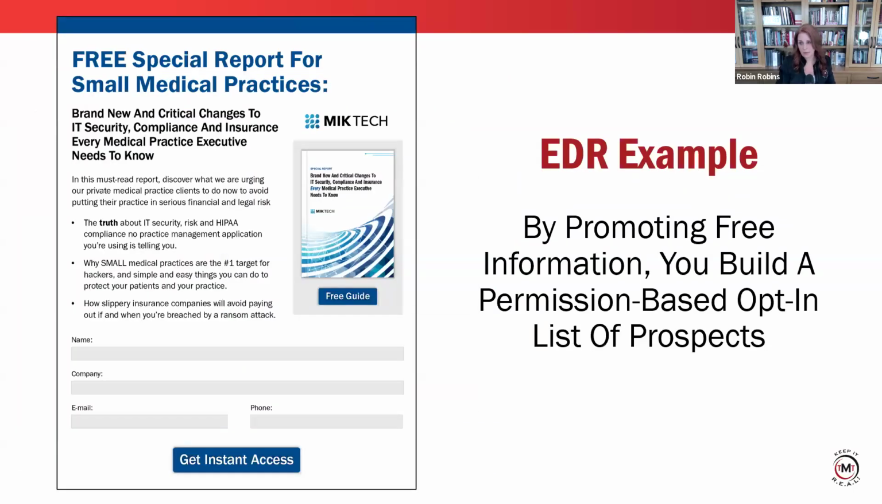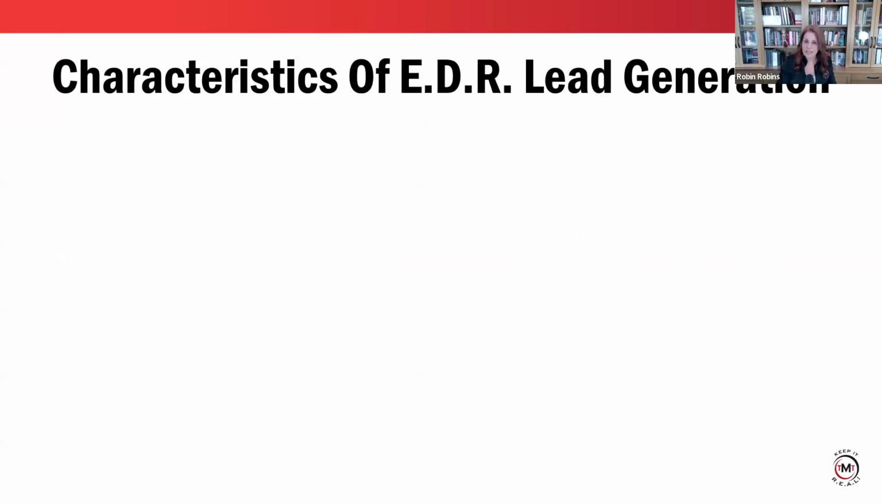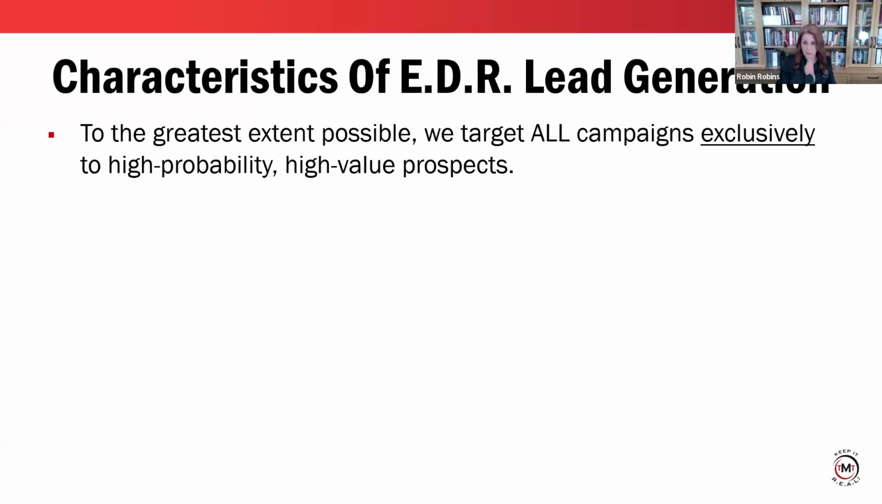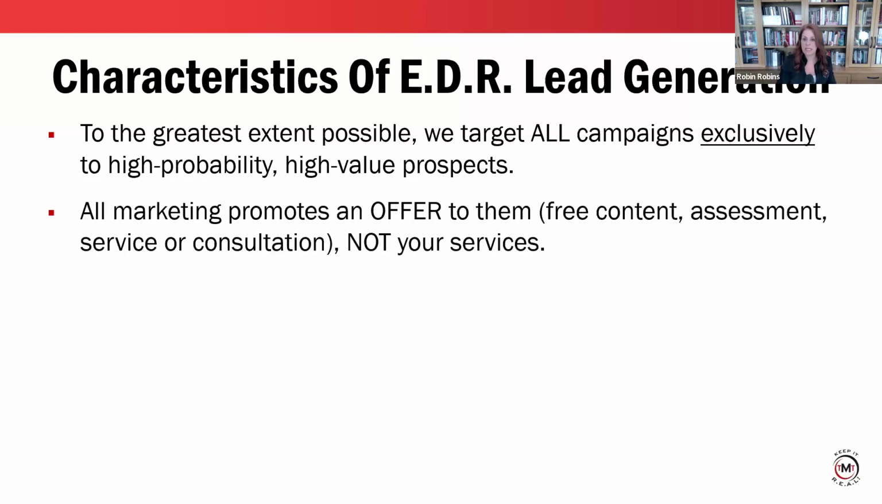Or this is another example, right? Free special report for small medical practices, brand new critical changes to IT security, compliance, and insurance every medical practice executive needs to know, and we're offering this as a free report. So the characteristics of this style of marketing is number one, to the greatest extent possible, we are targeting all campaigns exclusively to a list of high probability, high value prospects. Okay. Number two, all marketing is promoting an offer of some kind. Now, I just showed you 2 free reports. It could be a webinar like what you're on now. It could also be an assessment.